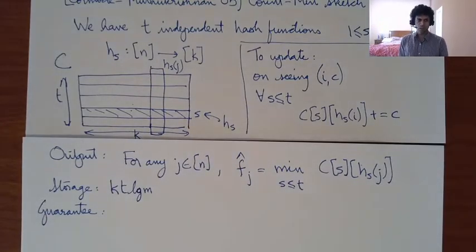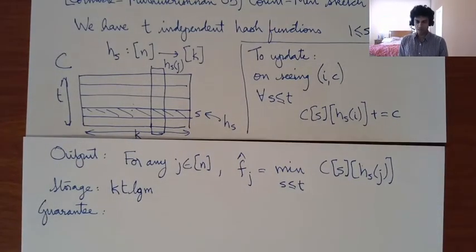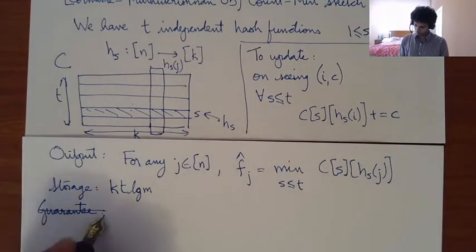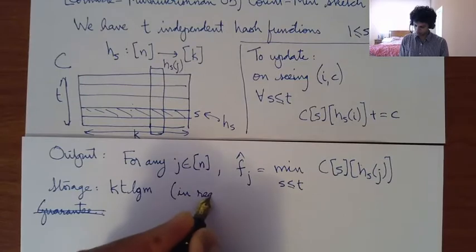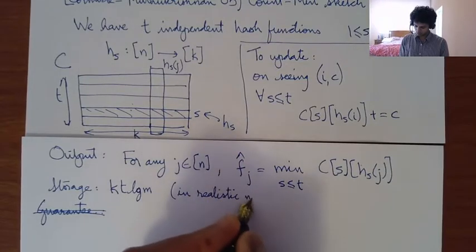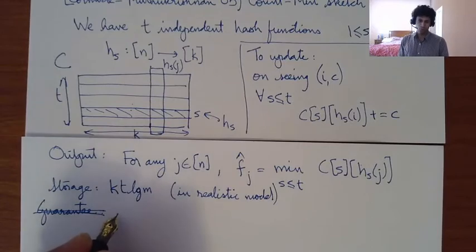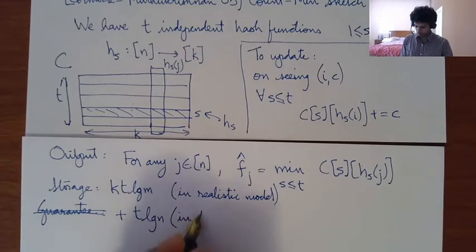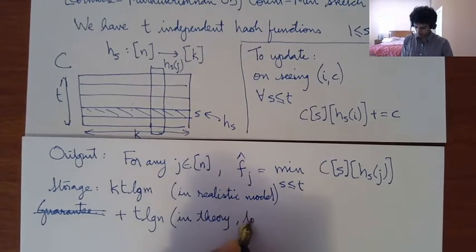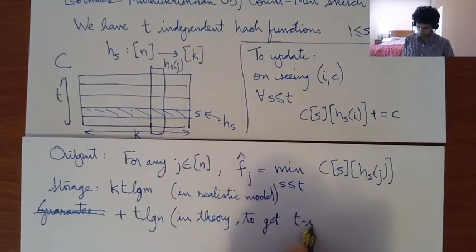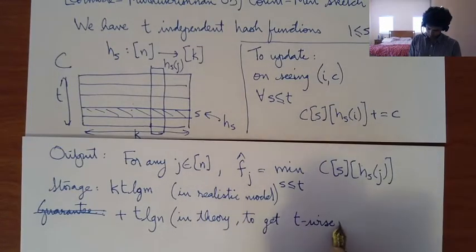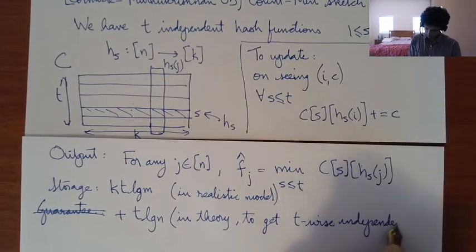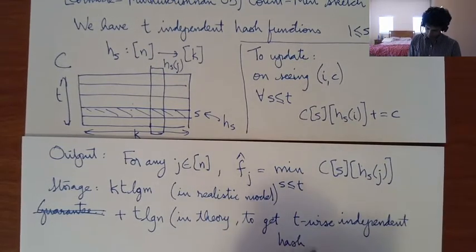Let's assume that we have hash functions available. It's k times t times log m, in the realistic model. But if you did not want to assume the existence of hash functions, you would have to add another t log n, in theory, to generate t-wise independent hash functions.